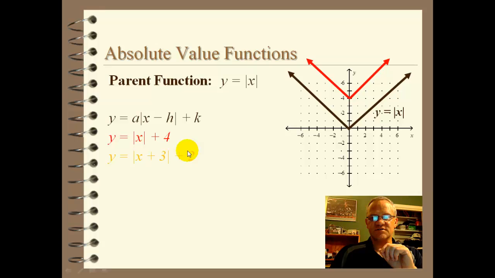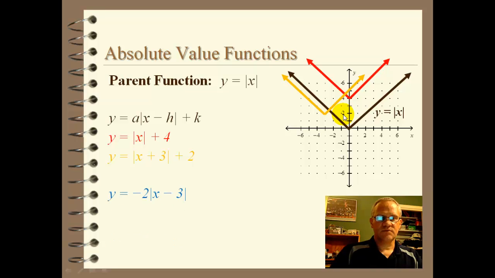Okay, so outside, plus is up, minus is down. But inside, if it's plus, that's actually to the left. And if this was x minus 3, it would actually move it to the right. So in this case, we're going to move it up 2 and 3 to the left. Here's what it looks like. Notice from 0, 0 over here, we moved it up 2 and 3 to the left. Same graph, but it just got moved. Okay, so far okay? Let's look at the next one.